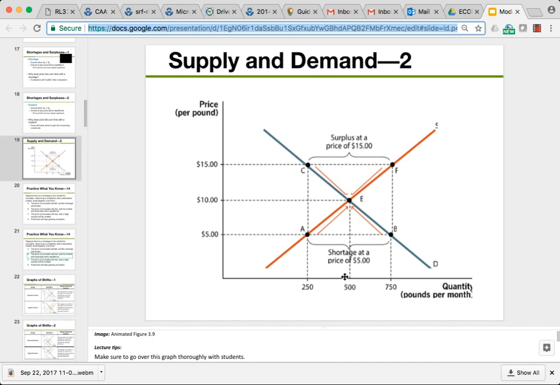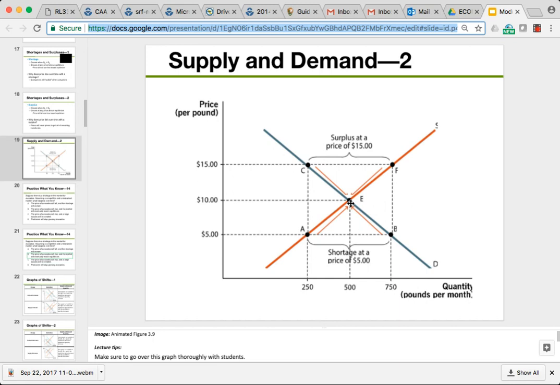And it's the equilibrium quantity because at this price, the quantity supplied is 500 and the quantity demanded is 500, or quantity supplied equals quantity demanded. The number of people who want to buy the good at that price, $10, is equal to the number of people who would sell that good, or the amount that would be sold at that price of $10.